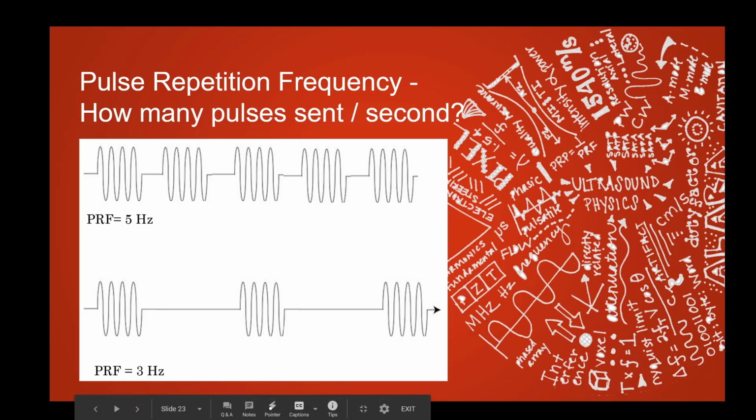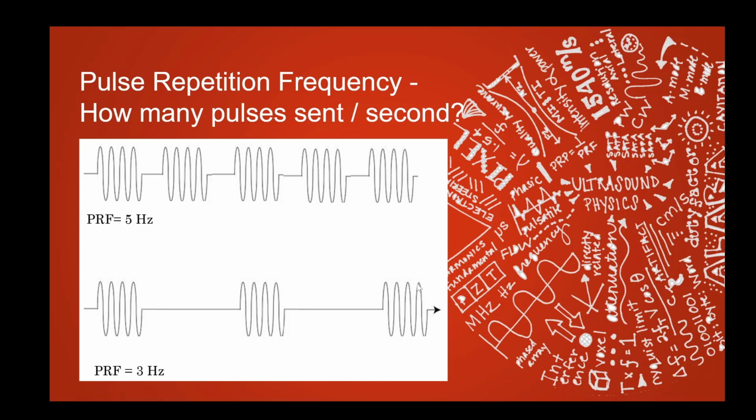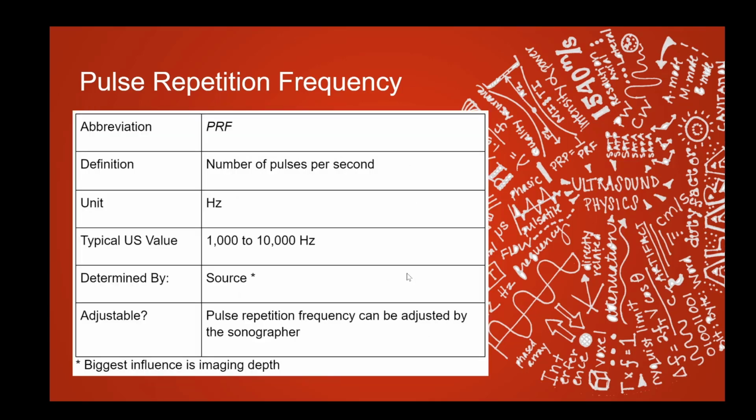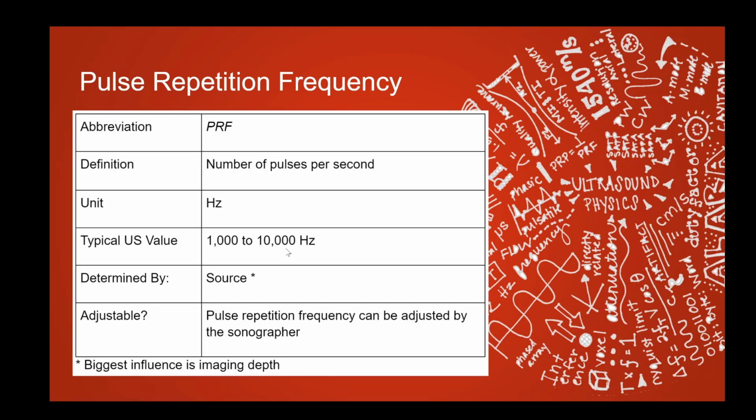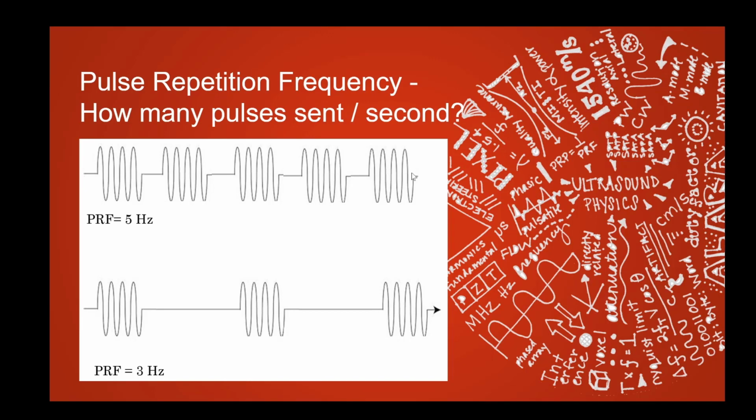So here we are again with some pictures. And all I'm doing here is I'm counting. We're going to say that these pulses are happening over the time of 1 second. So all I'm doing is counting how many pulse groups are there in 1 second. So 1, 2, 3, 4, 5. PRF is 5 hertz. This one has 3, so the PRF is 3 hertz. Remember that our US values are usually 1,000 to 10,000. So that'd be 1,000 pulses in 1 second, or 10,000 pulses in 1 second.